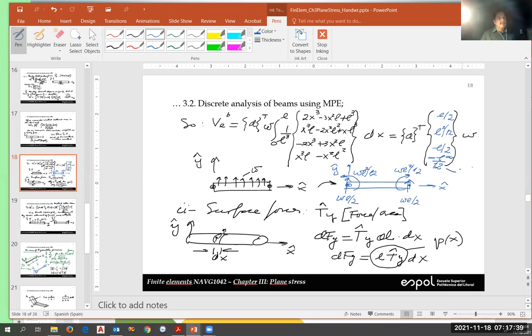Okay, so this is minus L squared divided by 12. That's it. So this is what we have done. We had this, and now we have this.